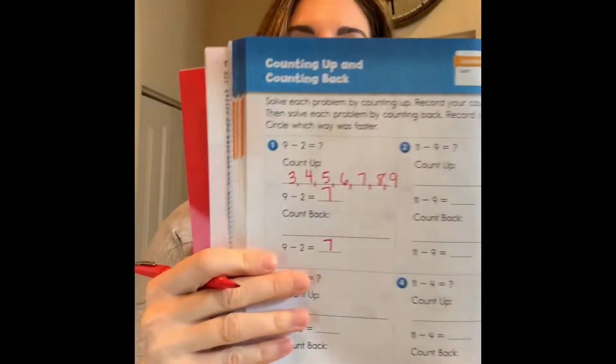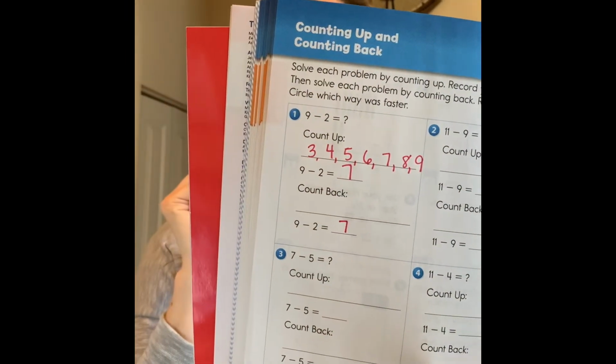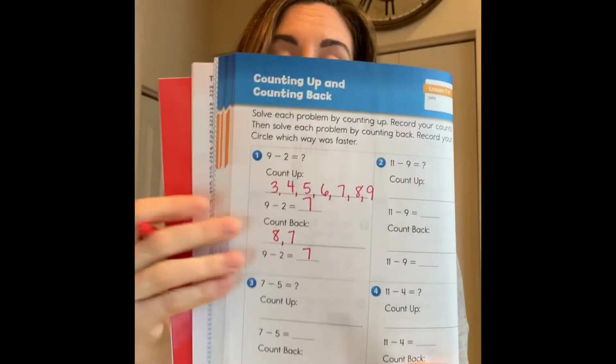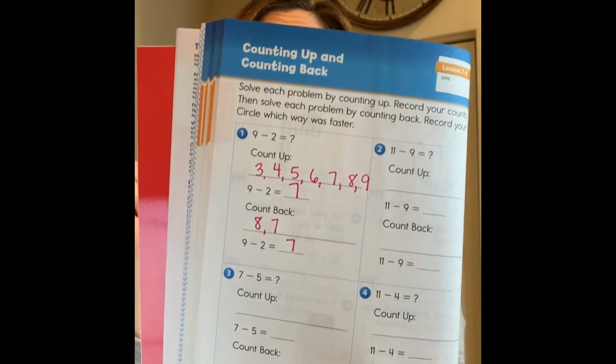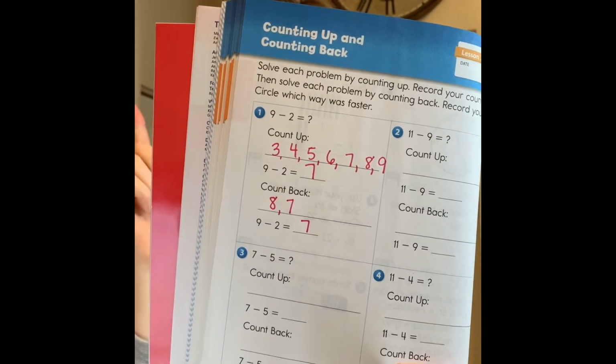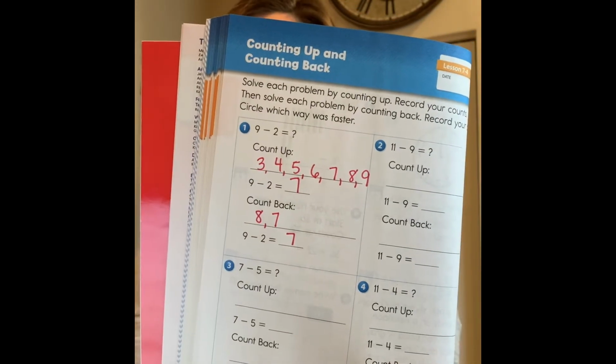Oh, that was really fast. Counting back 2 didn't take me very long. So again, I know that 9 minus 2 is 7. I can write that down. But then when it says count back, I have to actually write down what numbers I said when I counted back. Just now, when I used my fingers to count back 2, I said the numbers 8, 7.